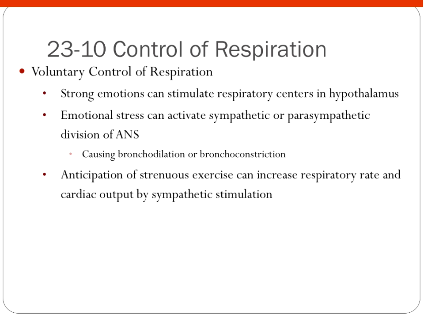So there are things that voluntarily control your respiration, but strong emotions can stimulate the respiratory centers in your hypothalamus. Emotional stress can activate either the sympathetic or parasympathetic division, causing either bronchial constriction or bronchial dilation. Hyperventilation can take place as a result of strong emotional events. So there is almost some voluntary control, although most of your respiration is under involuntary control. You don't have any control over them.